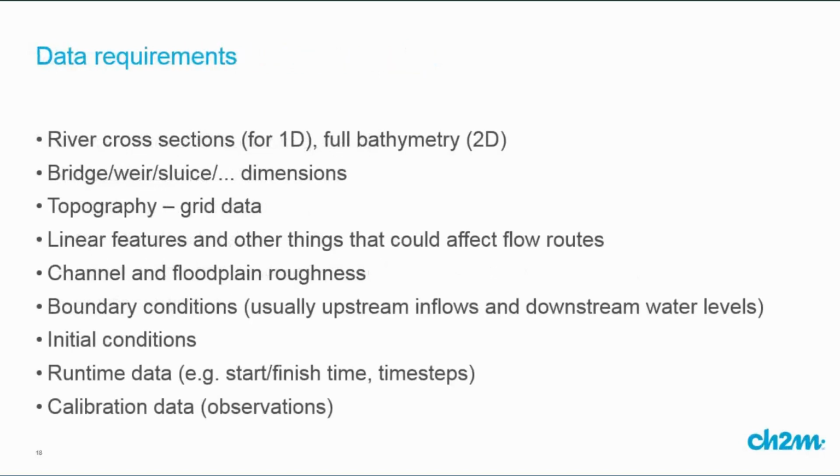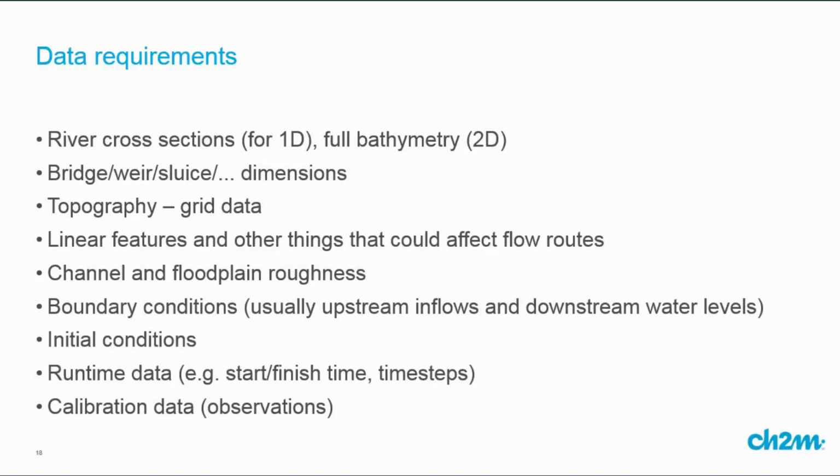So what are the data requirements? It does vary a bit between whether you're doing 1D and 2D, but here are some general statements. For the river itself, if you're doing 1D, you just need cross sections, which may be every 20, 50, 100, 200 meters apart. Whereas if you're doing full 2D of the channel, then you need a full bathymetry. So that's not just at the cross sections, you need everything in between as well. For these point features like bridges and weirs and sluices, you need the dimensions, you need some sort of coefficients for those, you need operating rules of sluices and things like that.